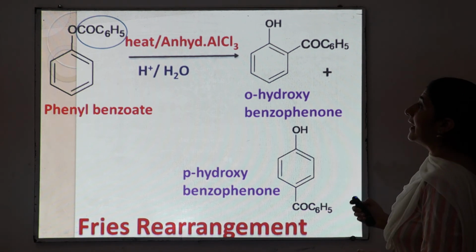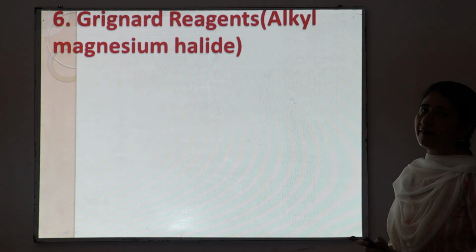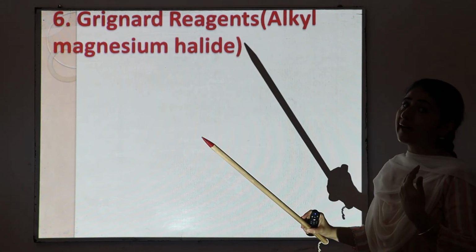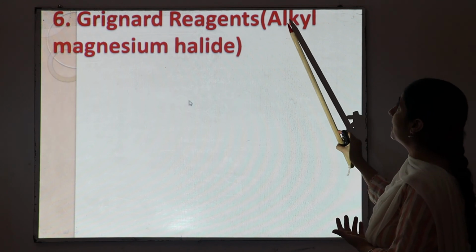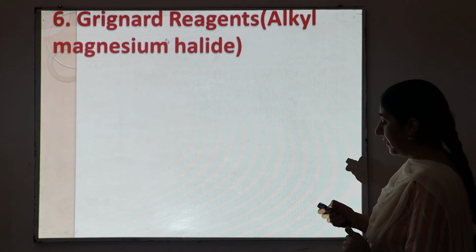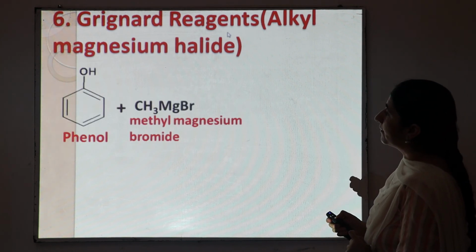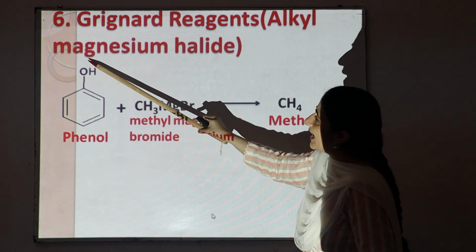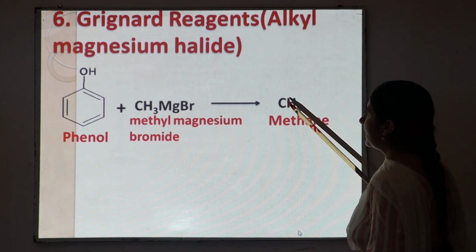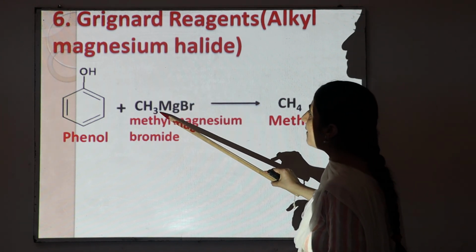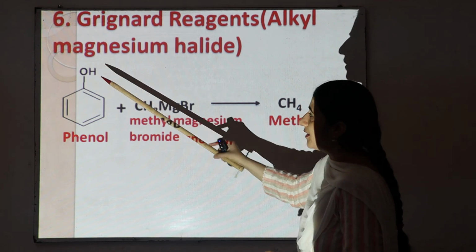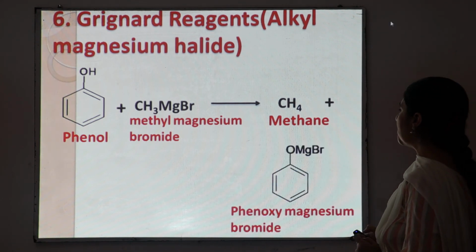The next is the reaction of phenol with the Grignard reagent. Grignard reagent means either alkyl magnesium halide or aryl magnesium halide. Here I am taking the example of alkyl magnesium halide. When the alkyl magnesium halide reacts with phenol, the H from the phenol combines with CH3 to form methane. The remaining group, MgBr, is attached to the phenolic oxygen in place of the hydrogen. Then we get phenoxy magnesium bromide.